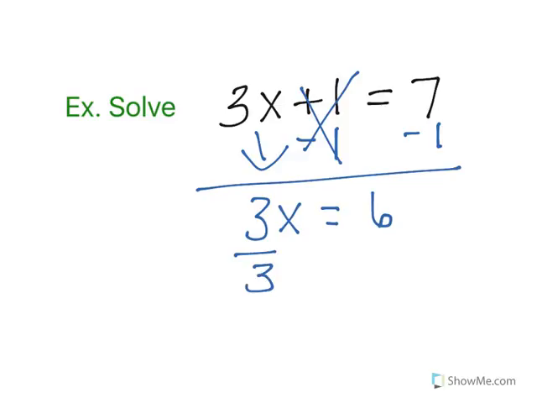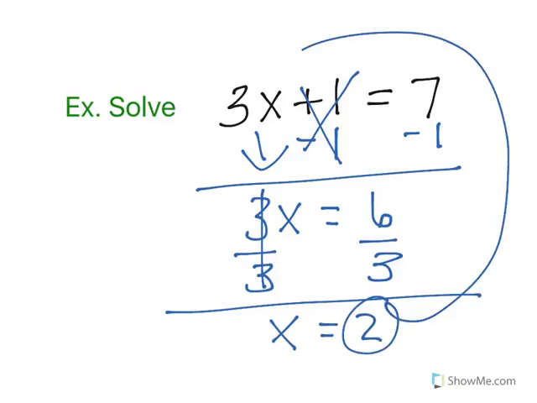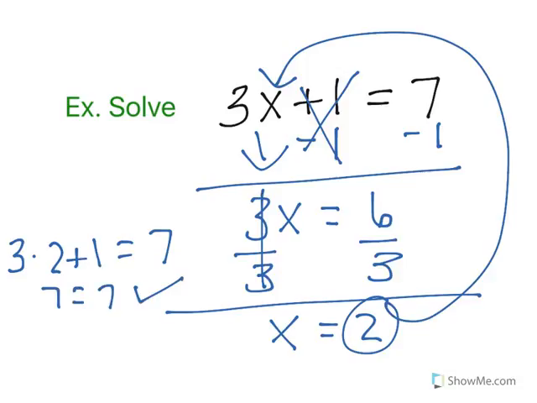Divide both sides by 3. The reason I'm dividing is because 3 is being multiplied by x, so the opposite of multiplication is division. So 3 divided by 3 cancels out to make 1. I'm left with x equals 6 divided by 3, which is going to equal 2. Oops, I said 2 and I wrote 3 equals 2. Now I'm going to plug the 2 back into the equation to check my work. Does 3 times 2 plus 1 equal 7? 7 does equal 7. That checks out, so I know my answer is 2.